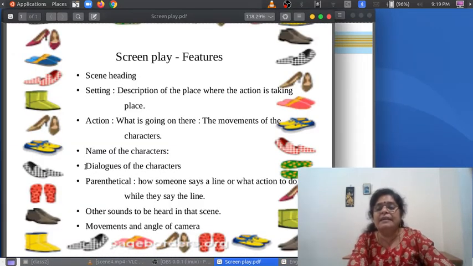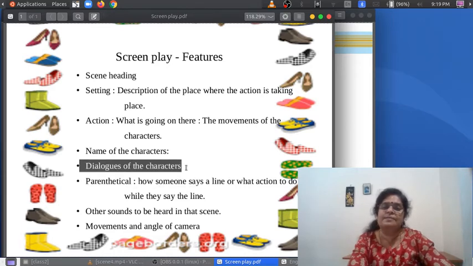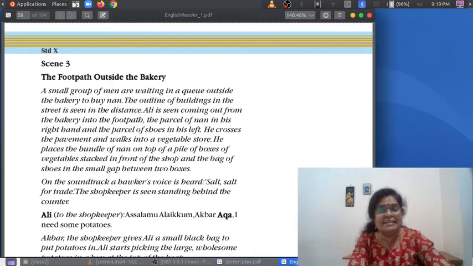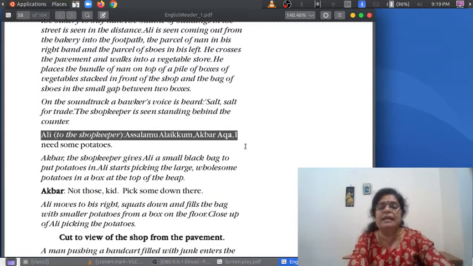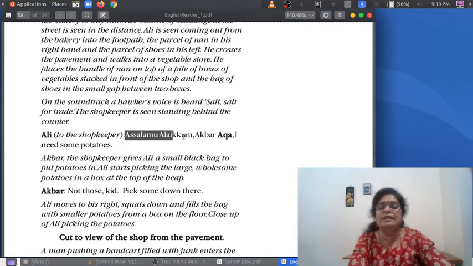Then, dialogue of the characters. That is a very important thing, isn't it? Yes, the dialogue of the characters. Here is the dialogue. Assalamu alaikum, Akbar akka. I need some potatoes. That is the dialogue. So the dialogue also should be there in the screenplay. Yes, what is the next thing?